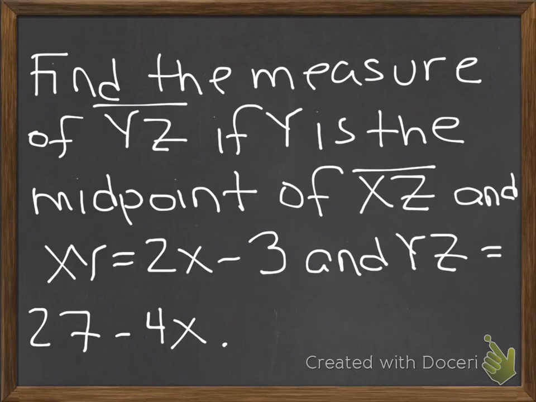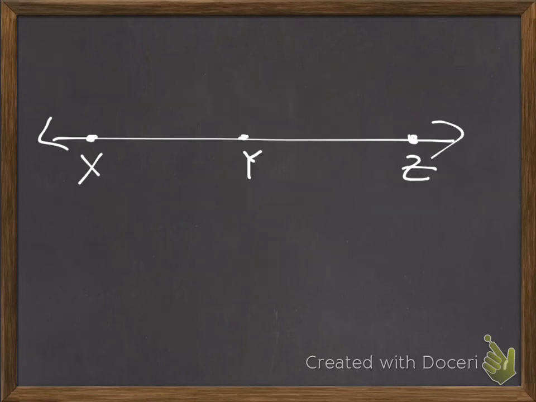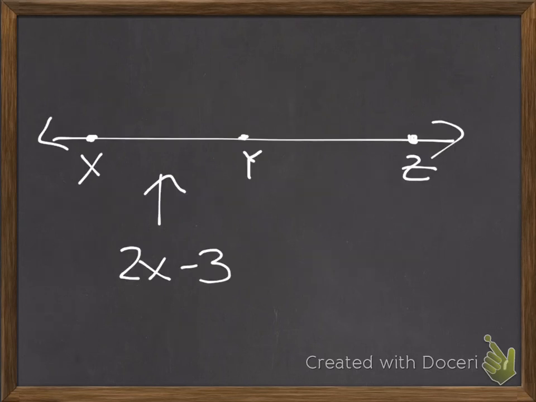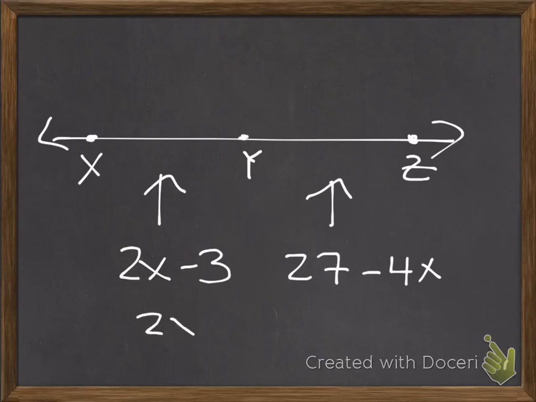So it tells me XY is 2x minus 3. So that's this part. And YZ is 27 minus 4x. And so we talked about a segment bisector can be a point, a line, or a plane, and it intersects at the midpoint. So if we think about Y being the midpoint, it's going to separate XY and YZ into two equal parts. So we're going to put them equal to each other here in order to solve for x.